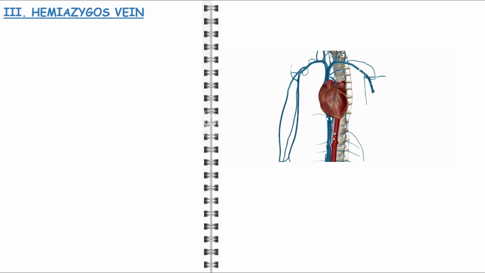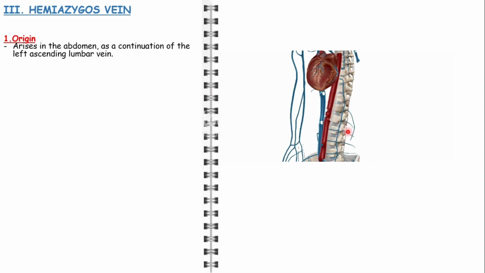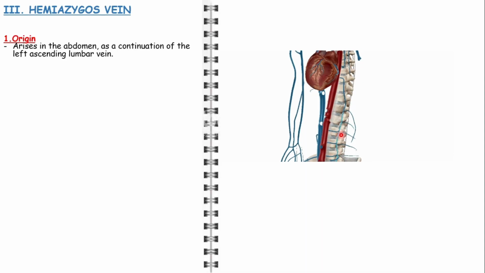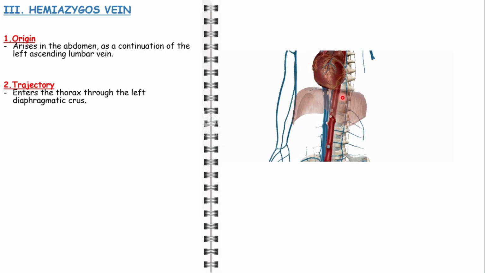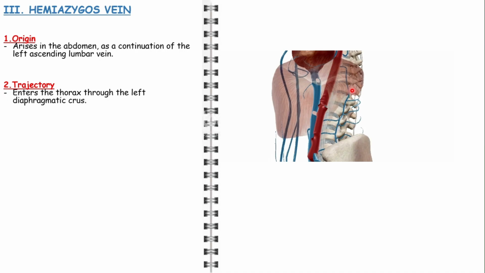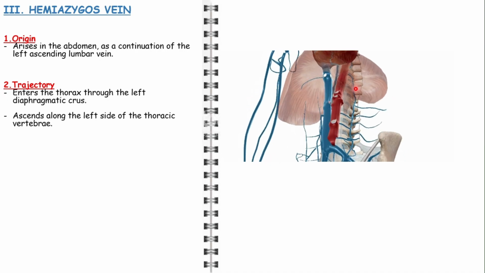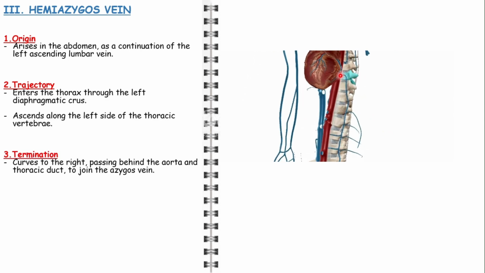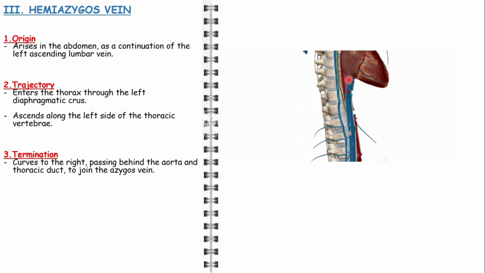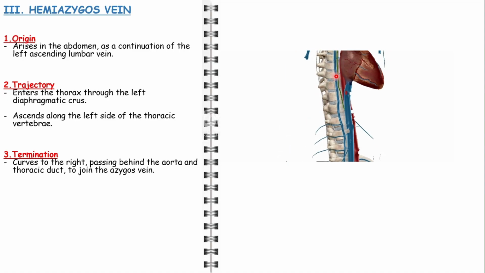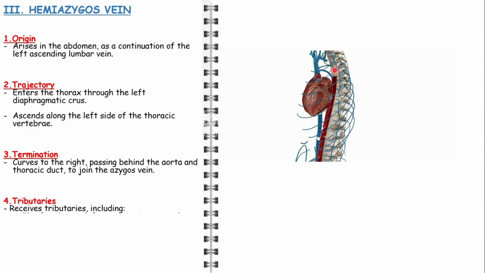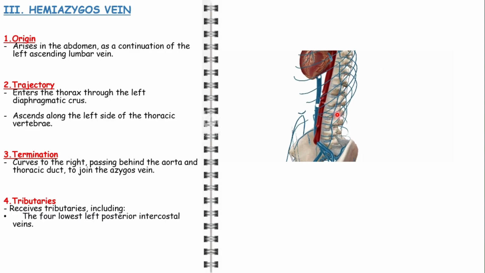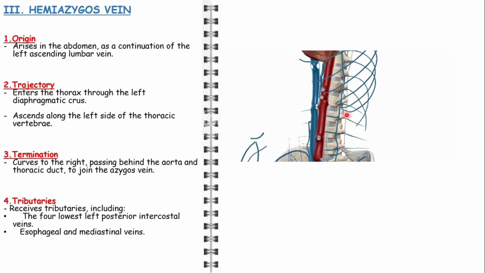Let's detail now the descriptive anatomy of the hemiazygos vein. The hemiazygos vein arises in the abdomen as a continuation of the left ascending lumbar vein. It enters the thorax through the left diaphragmatic crus and ascends along the left side of the thoracic vertebrae. It curves to the right at the level of T7, passing behind the aorta and the thoracic duct to join the azygos vein. The hemiazygos vein receives tributaries, including the four lowest left posterior intercostal veins and esophageal and mediastinal veins.